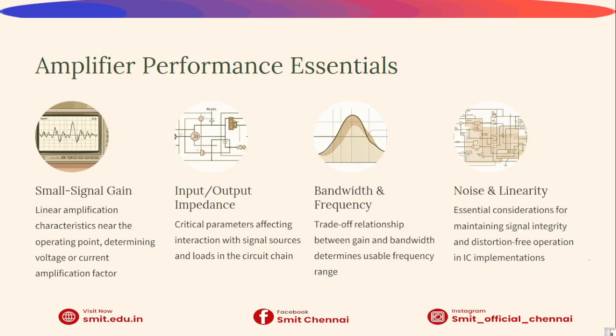Next we see about the amplifier performance essentials. When evaluating amplifier performance, four parameters are critical: gain, impedance, bandwidth and noise. Small signal gain tells us how effectively the amplifier boosts signals. Input and output impedance determine how well it interfaces with other stages. Bandwidth is always a trade-off with gain. And of course, noise and linearity decide how clean and distortion-free your signal remains.